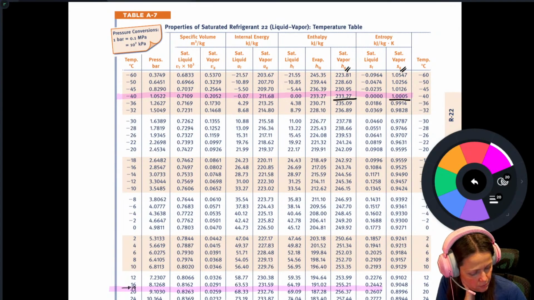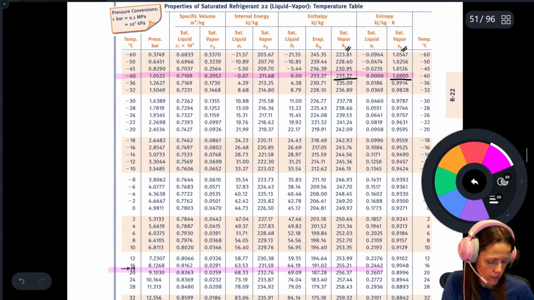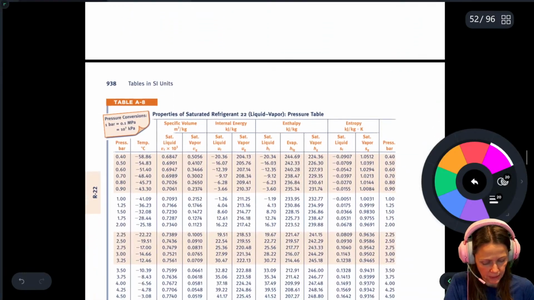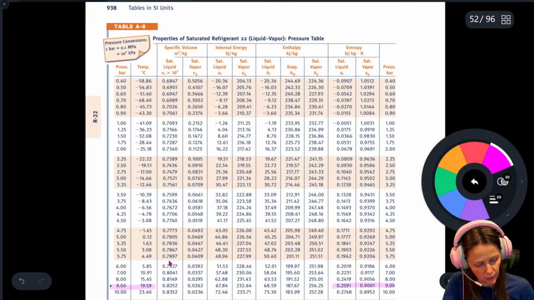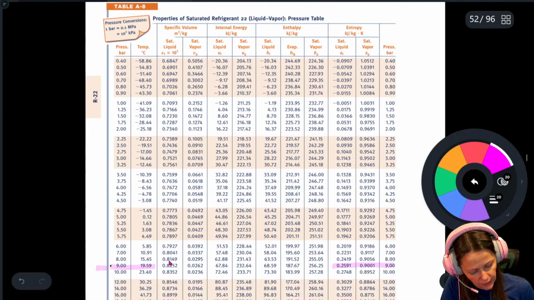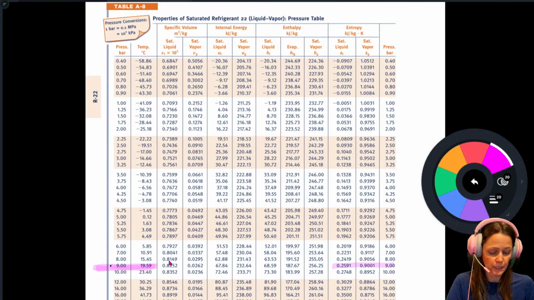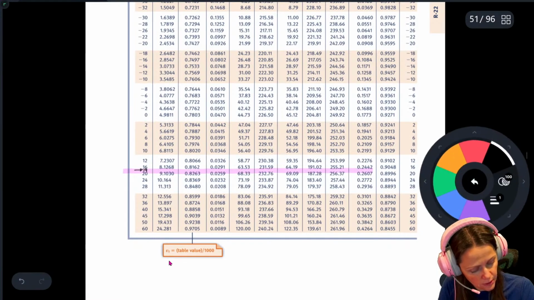So probably first thing I need to do is, actually, instead of interpolating, let's go show it does end up being compressed. Maybe I could go over here. So at 9 bar, you can see that if it was going to be saturated, the temperature would have to be 19.59 degrees Celsius. So it is slightly compressed.